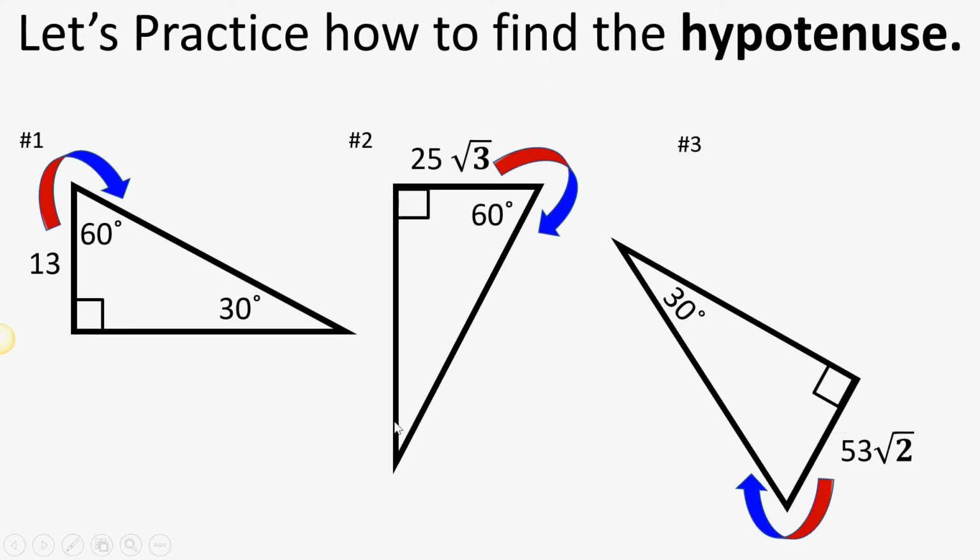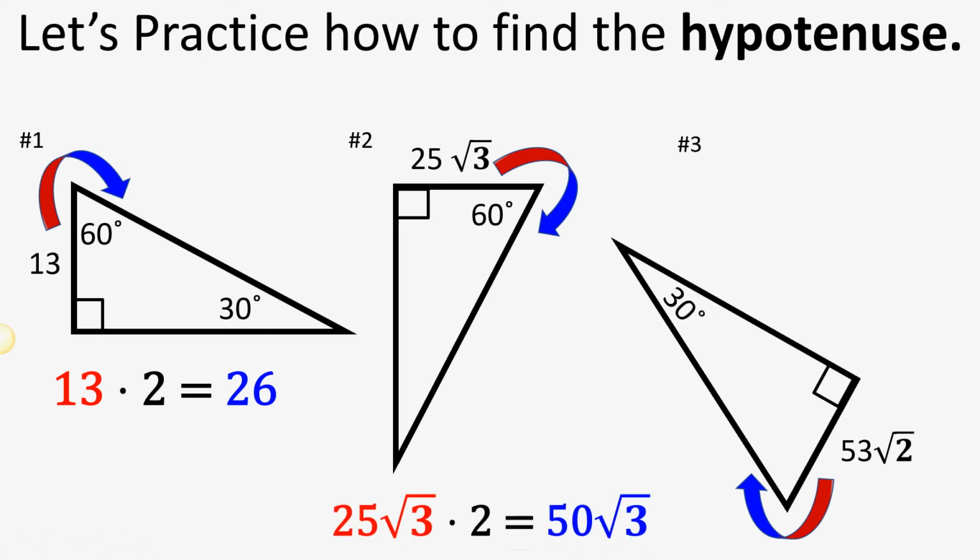So let's do some examples together. This is to show you we are starting with the small side on each. 13 times 2 is 26. 25 radical 3: well, the 2 is going to be multiplied by the 25. Sitting next to radical 3 is multiplying it. You're not going to multiply numbers underneath the radical unless you have another radical to multiply by. So 25 radical 3 is 50 radical 3, and 53 radical 2 is 106 radical 2. You're doubling that number that's outside.